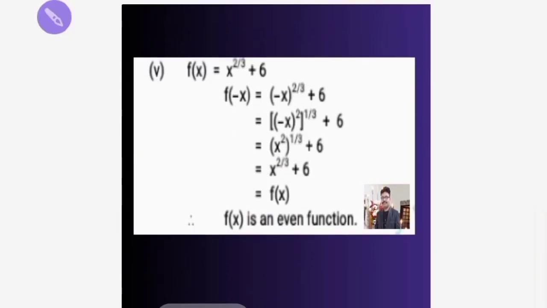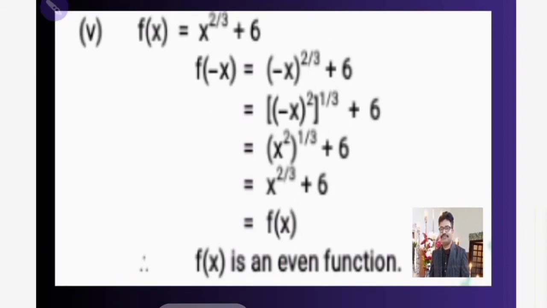Now we will simplify part number 5, that is f of x is equal to x power 2 by 3 plus 6.